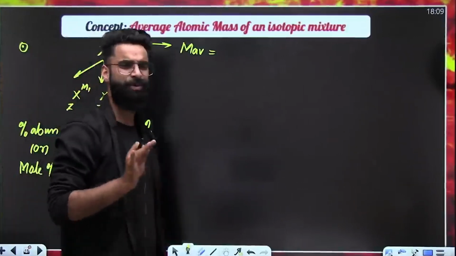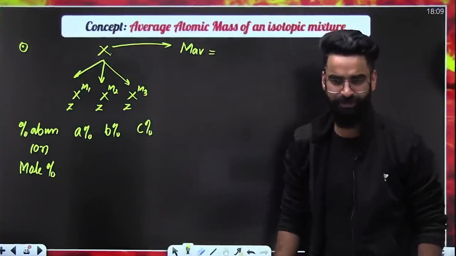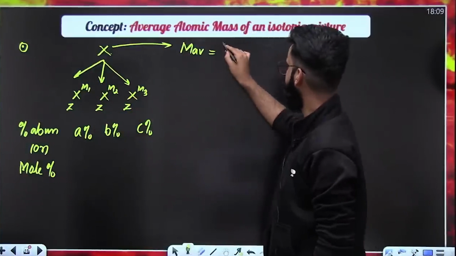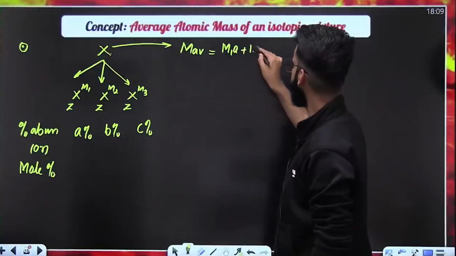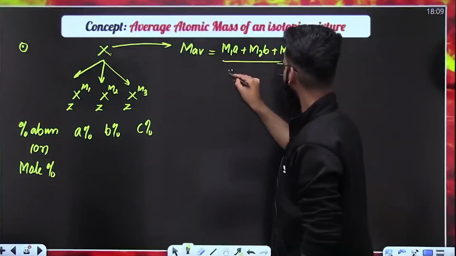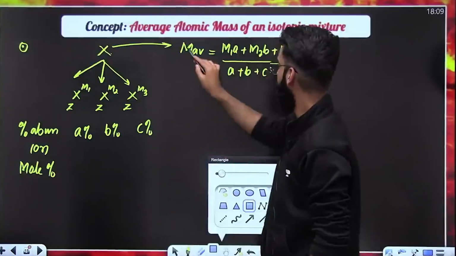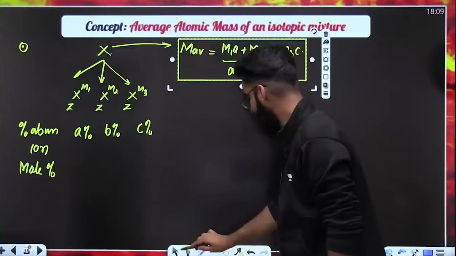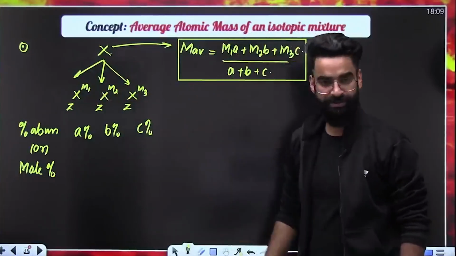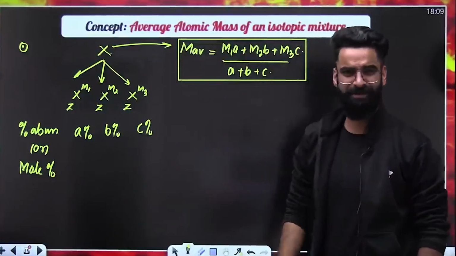My dear students, once you get the percentage abundances of these isotopes, once you get the mole percentage of these isotopes, you just have to apply one formula. What is the formula? Formula is M1A plus M2B plus M3C divided by A plus B plus C. This is the general result by means of which you can calculate the average atomic mass of an element that has got isotopes.